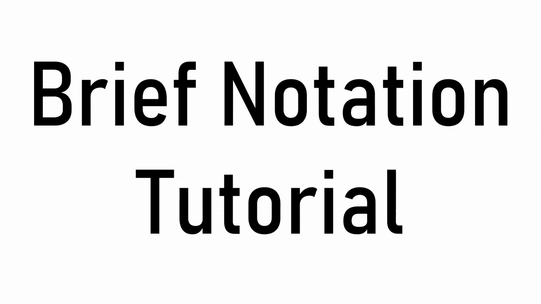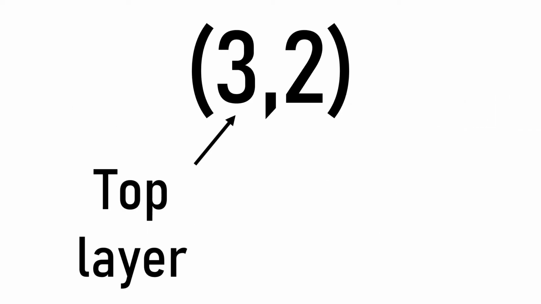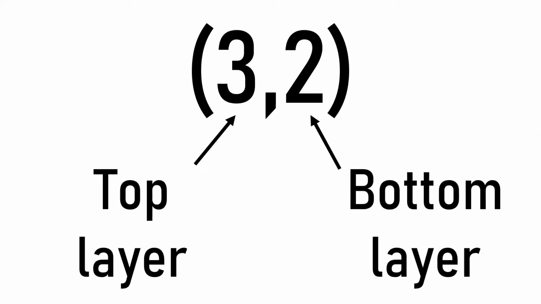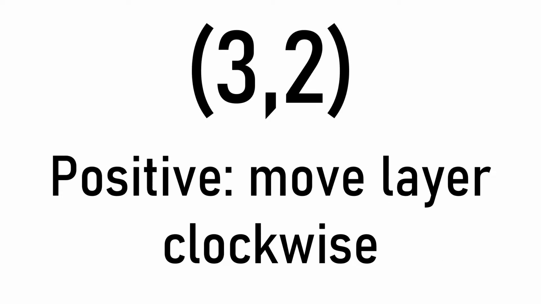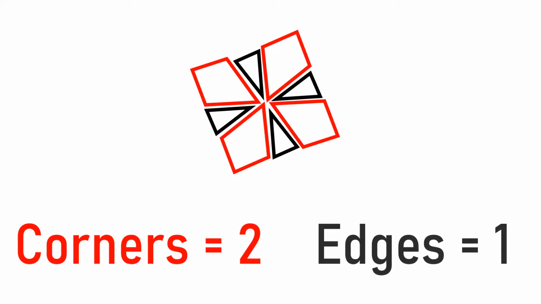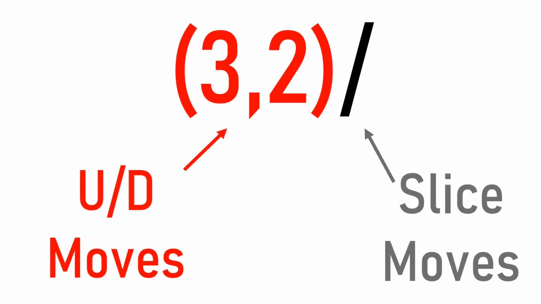In a pair of coordinates, the left number represents the top layer and the right number represents the bottom layer. If the number is negative, move the layer counterclockwise, and if not, move it clockwise. Corners are worth 2 and edges are worth 1, so do as many moves as the notation might show. Finally, a slash is just a slice move.